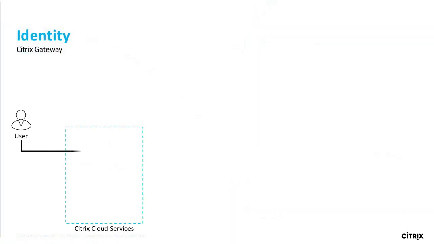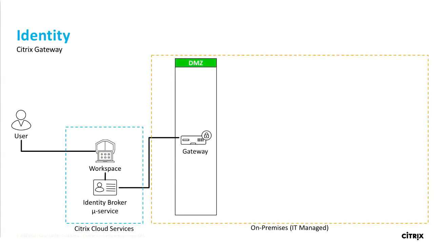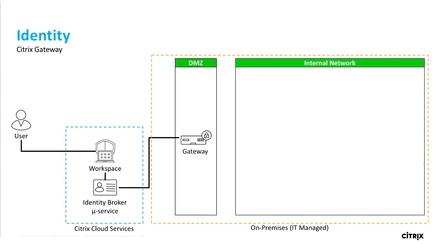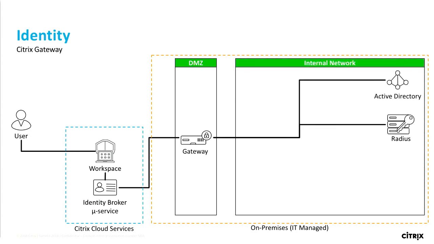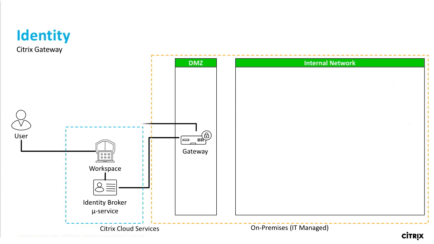So if we look at how this architecture will look, the user logs into Workspace, the identity broker microservice is then going to talk to your on-prem gateway. And based on the policies you have set, this could be talking to your on-prem Active Directory or Radius. If you wanted to, you could be using Google as the IDP. The gateway would just point up to Google as the IDP. You could use Ping. You could use Okta. You could pretty much use anything that the on-prem gateway would be able to do to handle the authentication for you.